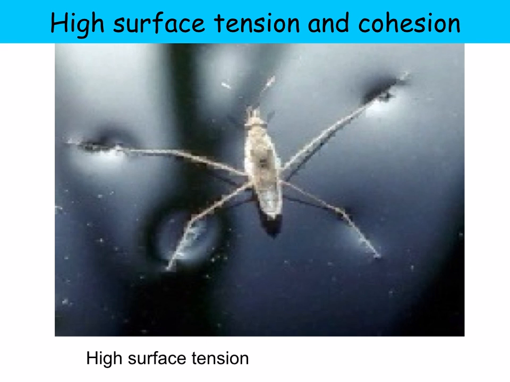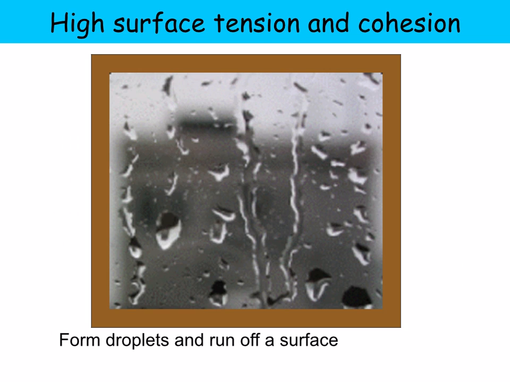So what happens is the water molecules at the surface of a body of water tend to be pulled back into the body of water rather than escaping from it. This force is called surface tension and means that the surface of the water acts like a skin. So now you know why pond skaters can walk on water. Cohesion and surface tension also explain why water droplets are formed and can run off a surface.